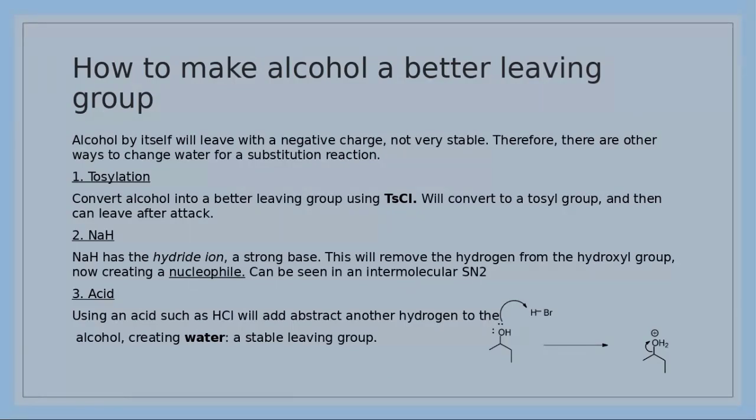So back to the alcohol discussion. It will form OH minus, and we know that's actually a strong base. So we need to make this more stable. There's a few different ways. If you have alcohol, you can make it a good leaving group. The first common way is tosylation. This will convert alcohol into a better leaving group using tosyl chloride, TsCl.